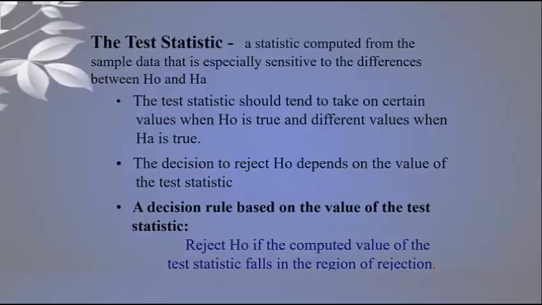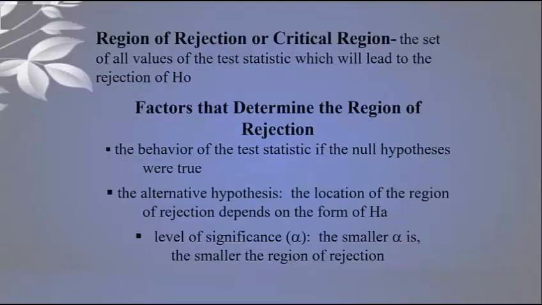Statistics computed from the sample data that is especially sensitive to the differences between its null and its alternative. The test statistics should tend to take on certain values when its null is true and different values when its alternative is true. The decision to reject its null depends on the value of test statistics. A decision rule based on the value of the test statistics: reject its null if the computed value of the test statistics falls in the rejection region. Region of rejection or critical region: the set of all values of the test statistics that will lead to the rejection of its null.